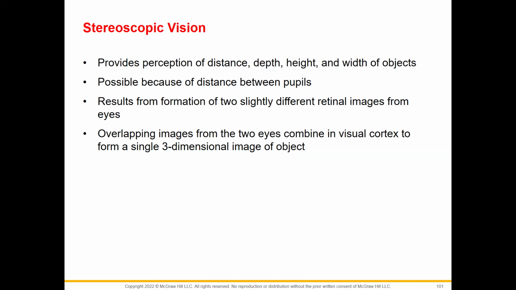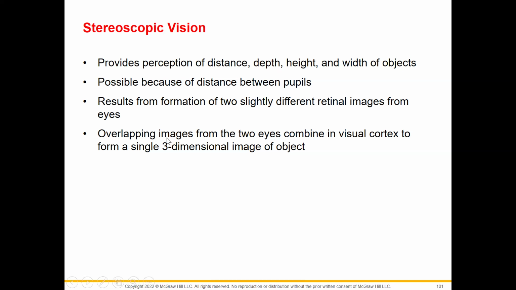It results from the formation of two slightly different retinal images from the eyes. So your left eye and your right eye, even though they're looking at the same thing, because they are not in the same location, they're seeing slightly different objects or slightly different fields of vision. That's why if you are opening both eyes, you take your hand and cover one eye, you'll see slightly different image than if you go ahead and cover the other eye.